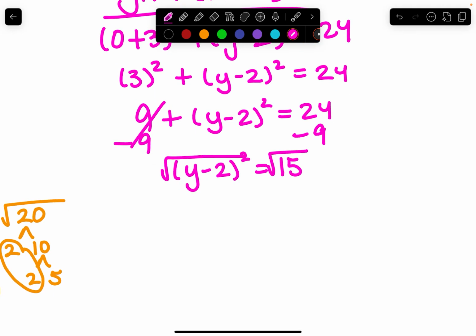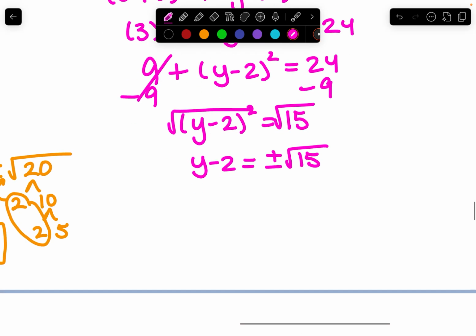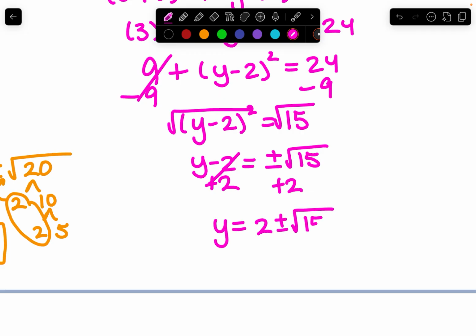We're going to square root both sides, so we have y minus 2 equals plus or minus the square root of 15. The 15 doesn't simplify, by the way, because it's 5 and 3, so I know I don't have to go any further with that. I'm going to add 2 to both sides, and we get y is equal to 2 plus or minus the square root of 15, and those right there are your y-intercepts.